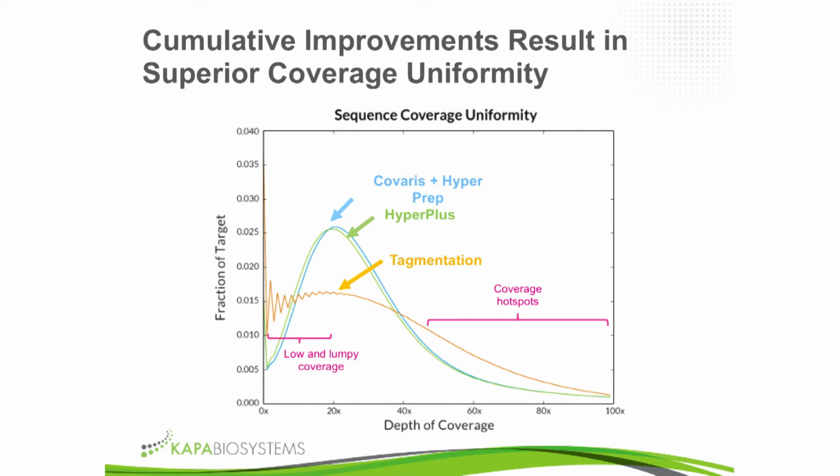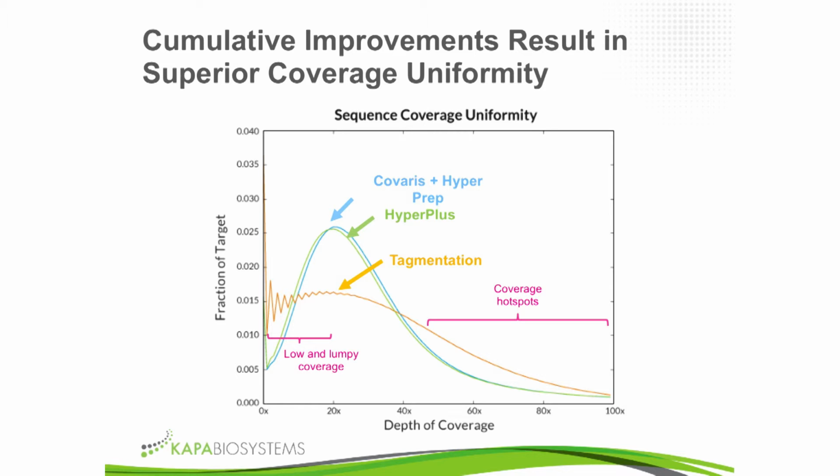The good news is that the minimal start site bias doesn't impact the overall coverage uniformity. Shown here are the coverage uniformity plots for the same human exome capture experiment, and what you want to see is a narrow distribution around your coverage depth, which is 20x in this case. There are a few obvious observations. The first is that there's no significant difference between Covaris plus HyperPrep and HyperPlus.